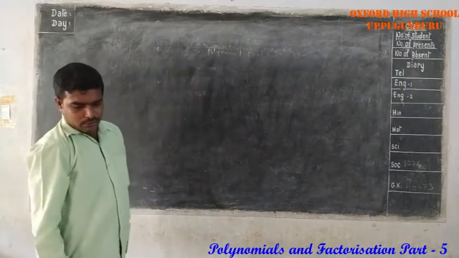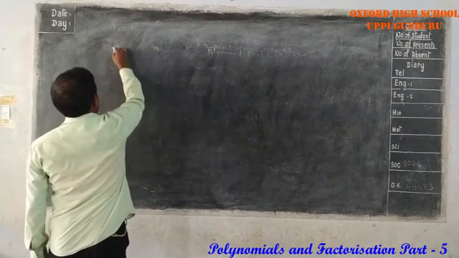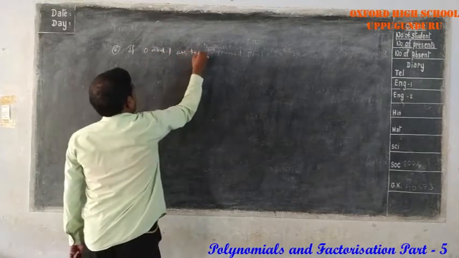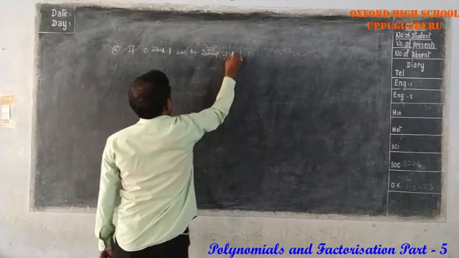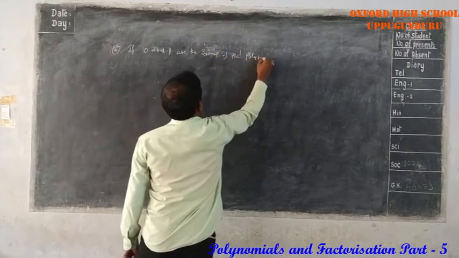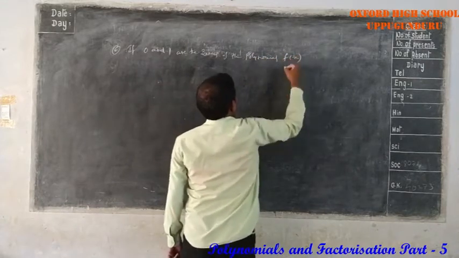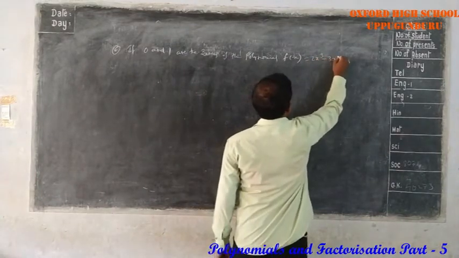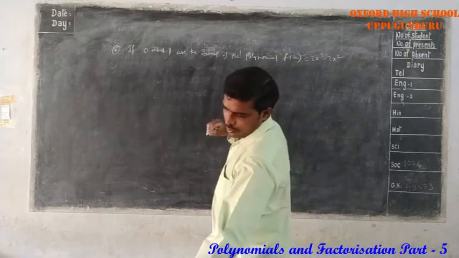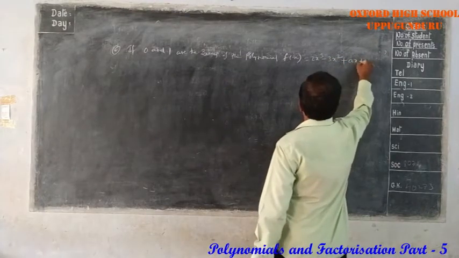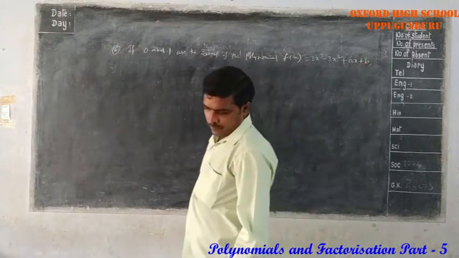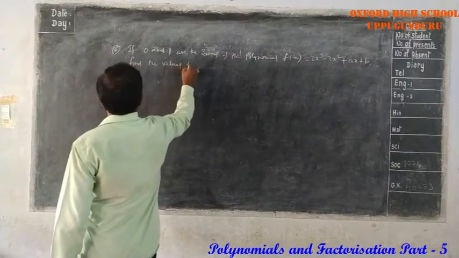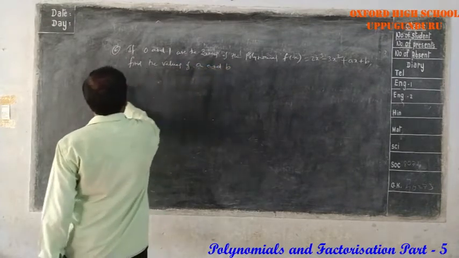Now the sixth problem. If 0 and 1 are the zeros of the polynomial f of x equal to 2x cube minus 3x square plus ax plus b, find the values of a and b.